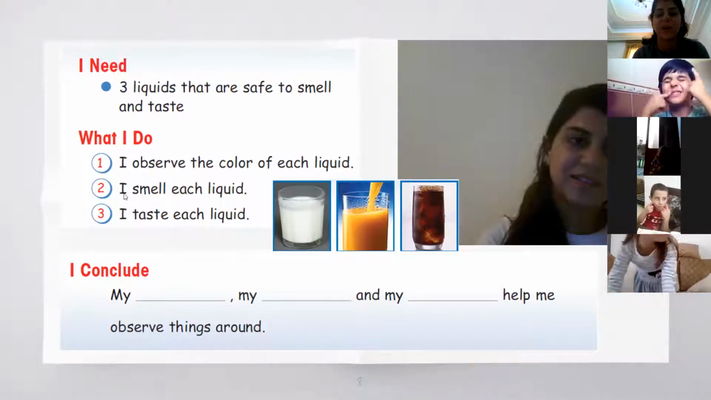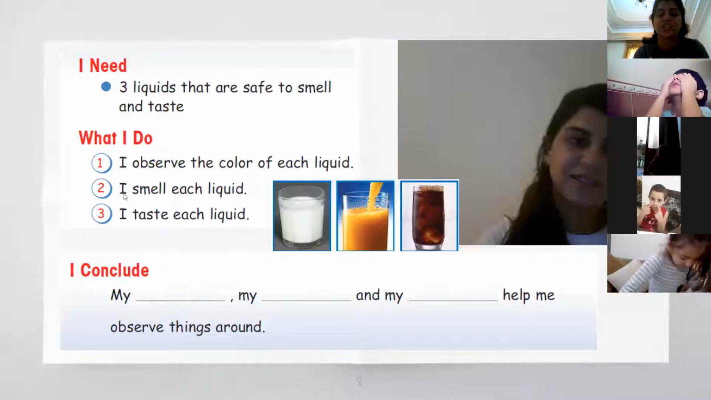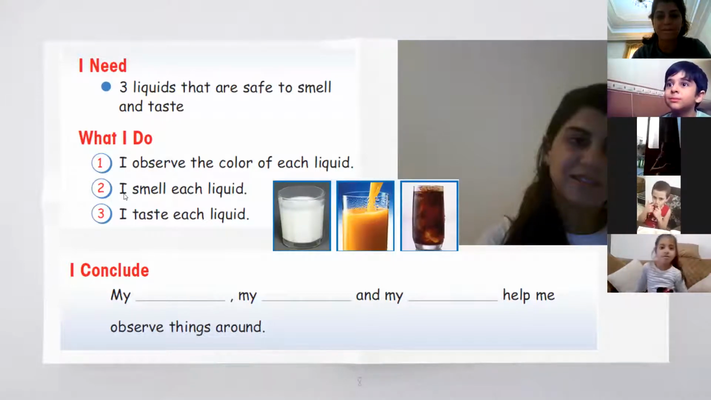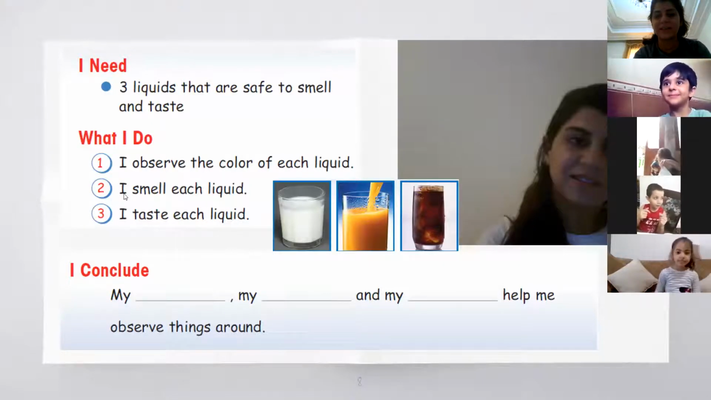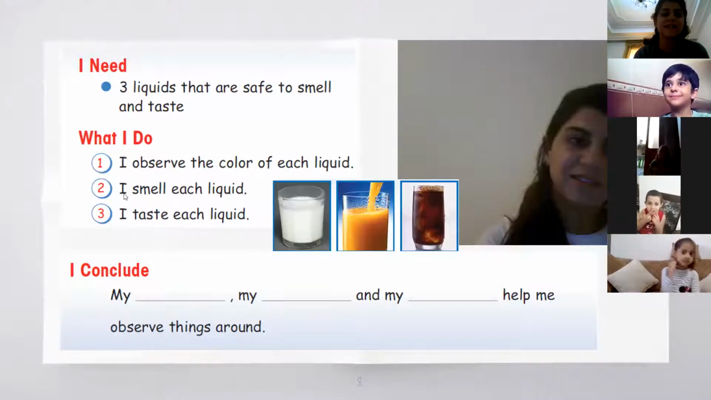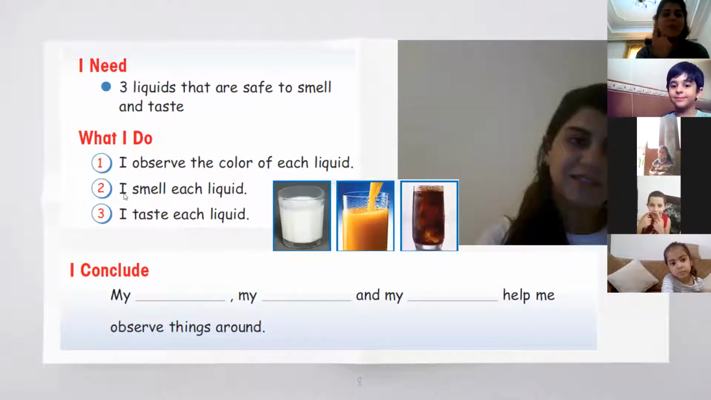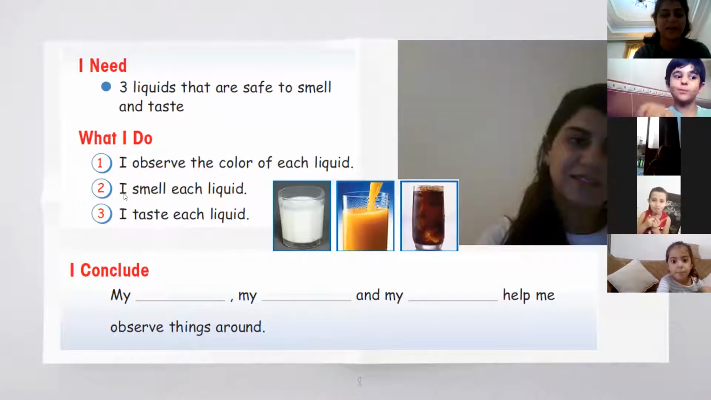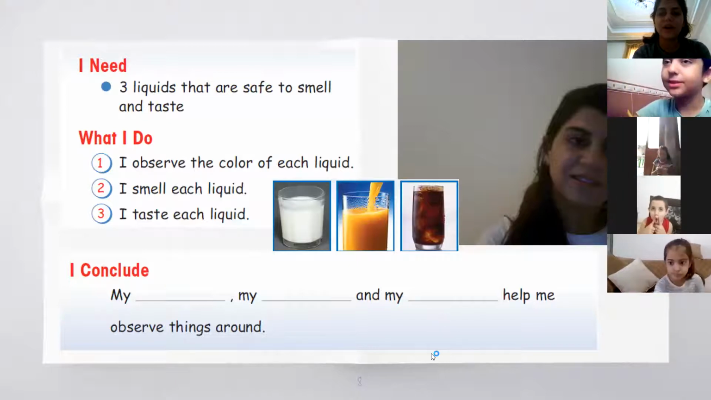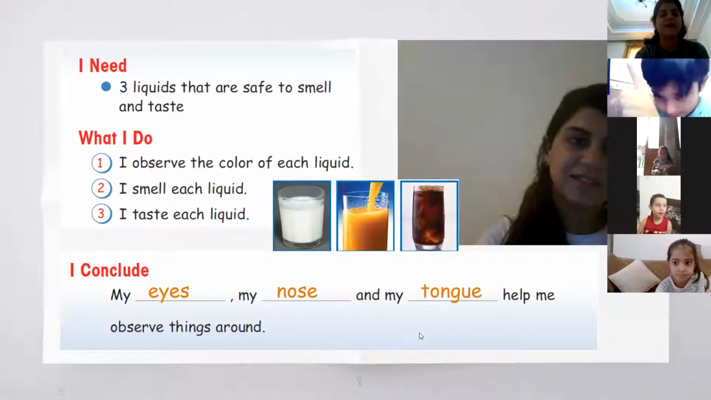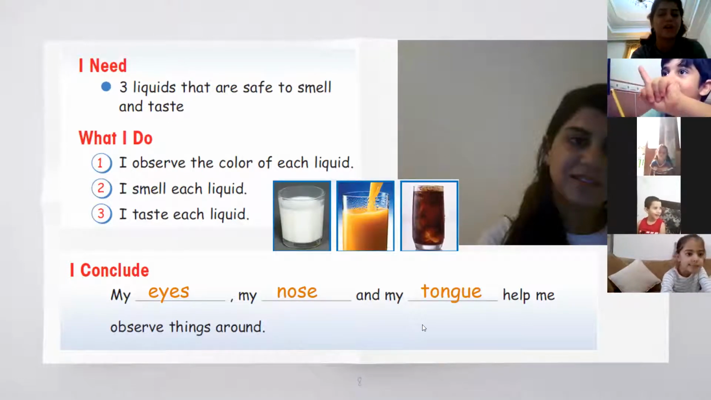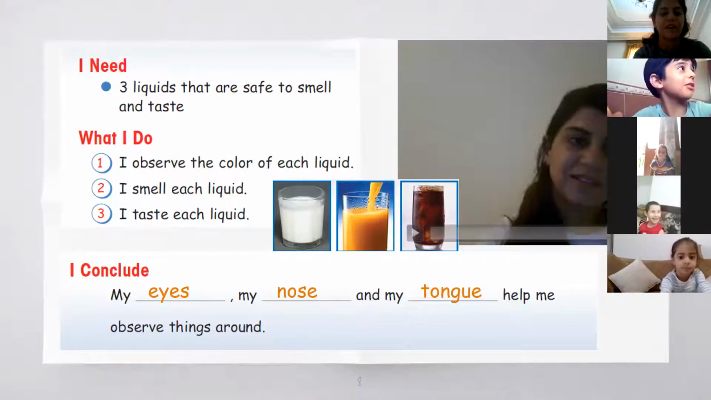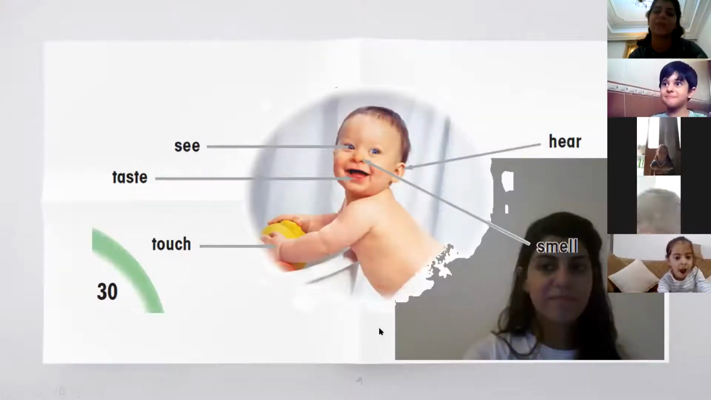Okay, I smell each liquid. Do I use my eyes also to smell each liquid? Nose. Okay. I taste each liquid. Who's gonna tell me? Siraj. With my tongue, I taste each liquid. Now, what do we conclude? We conclude that we need our eyes, we need our nose, we need our tongue, right? We need our five senses to help observe things around us and to see people that we love and to see our teacher, right?